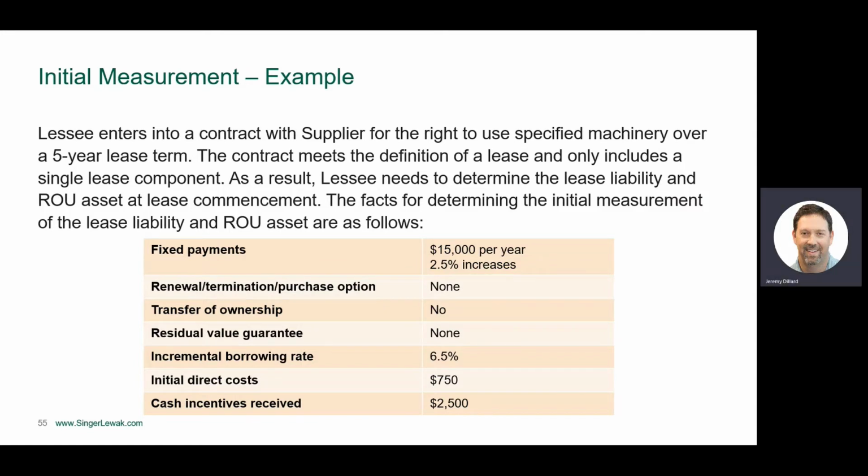Assume a company leases a machine for 5 years. The lease requires annual payments of $15,000 with step increases of 2.5%. There's no transfer of title, no bargain purchase option, and no residual value guarantee. The company's incremental borrowing rate for a similar arrangement and term is 6.5%. There's initial direct costs of $750, and the company receives an incentive payment of $2,500 from the lessor.